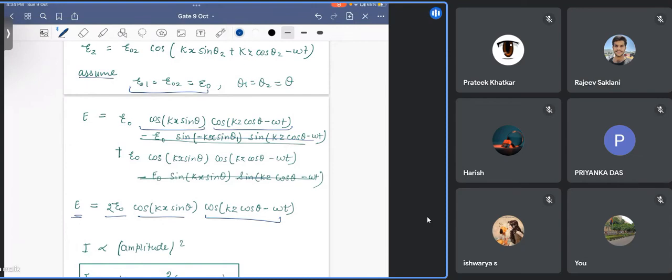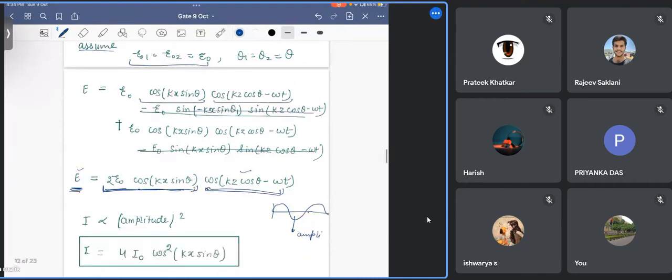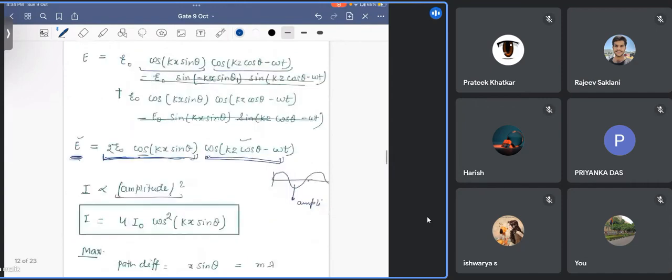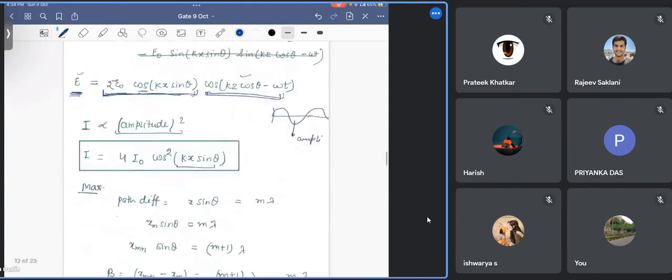Now if you look at your resultant E, it has to be a function of cosine of omega t. That means this term and this term will represent a wave which is moving like this, and this term, which does not have any time dependence, will represent the amplitude of this wave. So this is the amplitude. Now this amplitude is also a function of cosine. So the intensity I, which is directly proportional to the amplitude, will become cos square kx sin theta.